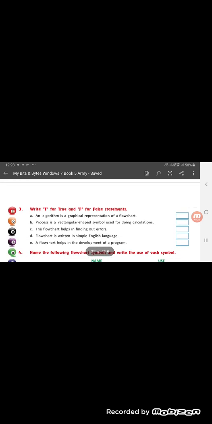Next, write T for true and F for false. An algorithm is a graphical representation of the flowchart. False. Process is a rectangular shaped symbol used for doing calculations. True. The flowchart helps in finding out errors. Correct. Because when we are doing the flowchart, we are actually thinking about the problem, and at that time we can identify all errors.